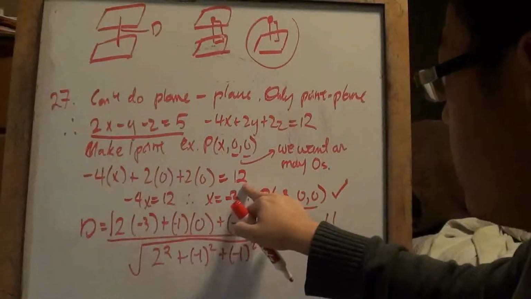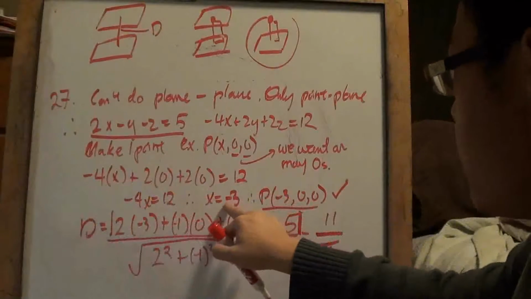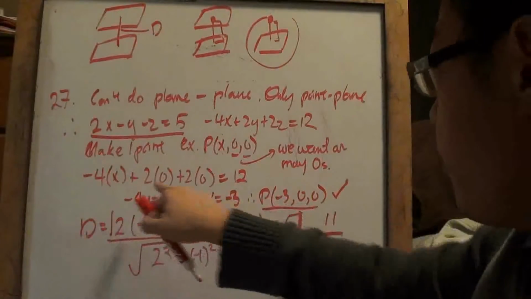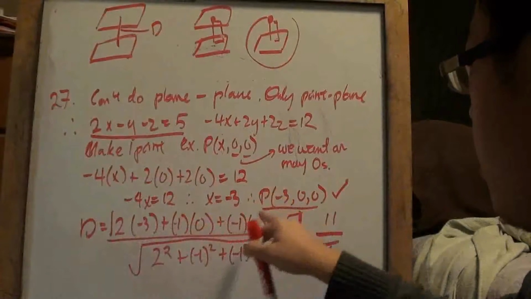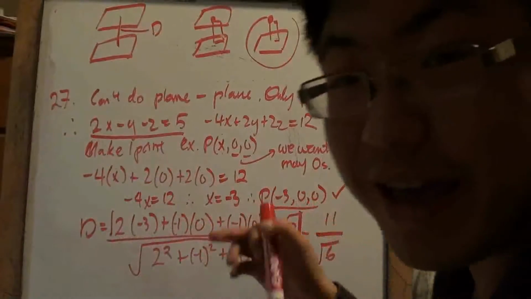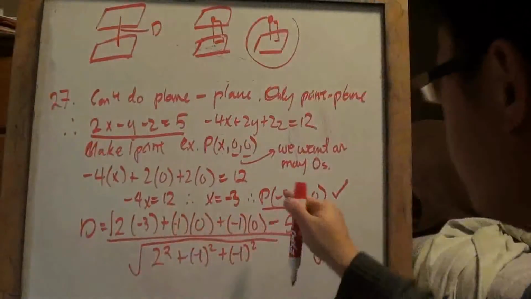So if that's the case, let's see, what x value has to be? x has to be negative 3, right? For this to be true. So (-3, 0, 0) exists on this plane, right?